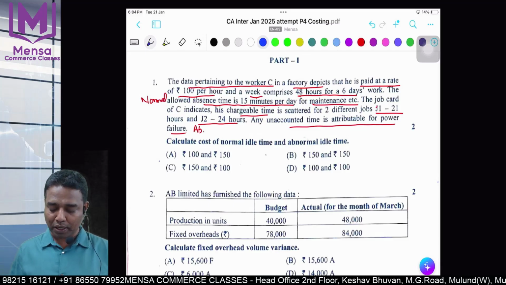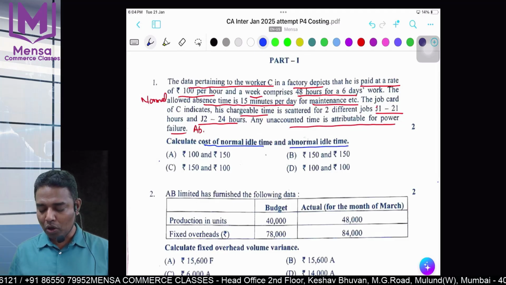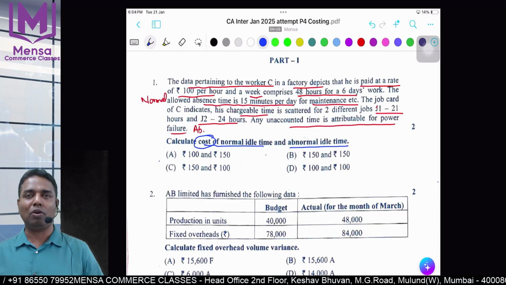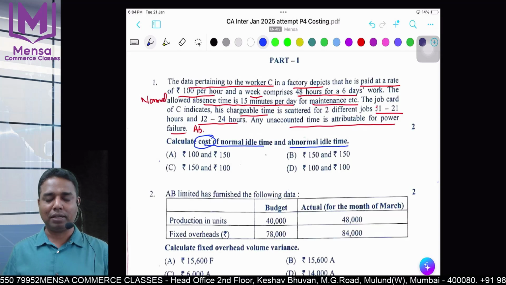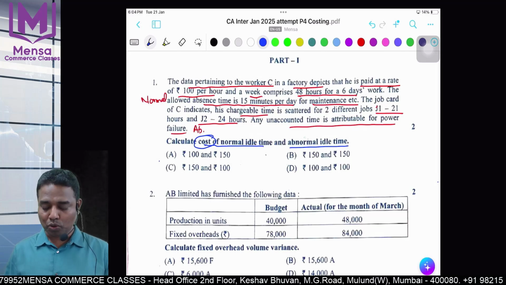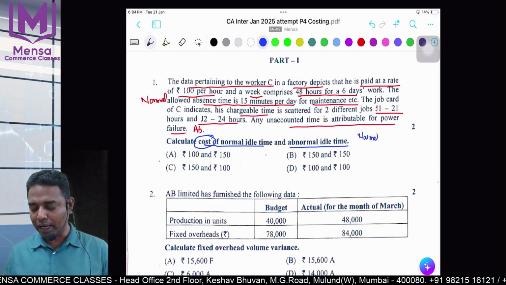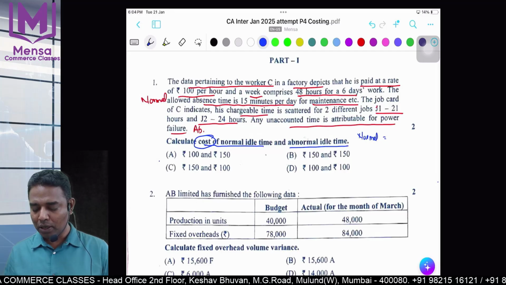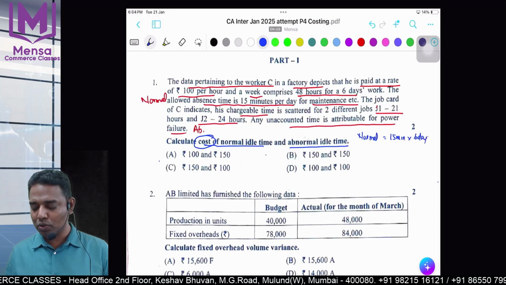What are we supposed to find out? The cost of normal idle time and the abnormal cost, not the rate. Students get confused somewhere. Clear? So what is the cost? For that I should know what my normal idle time is. The normal idle time is 15 minutes per day into 6 days, so obviously that will come to 1.5 hours.